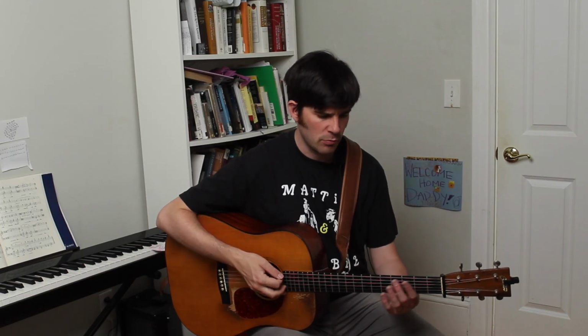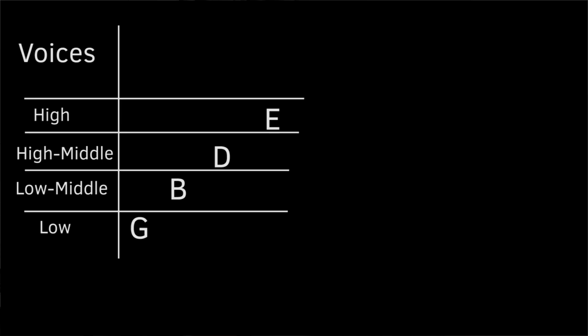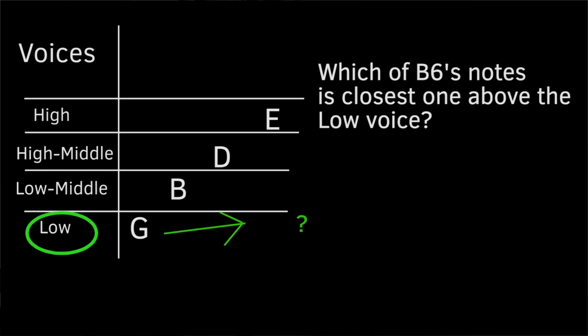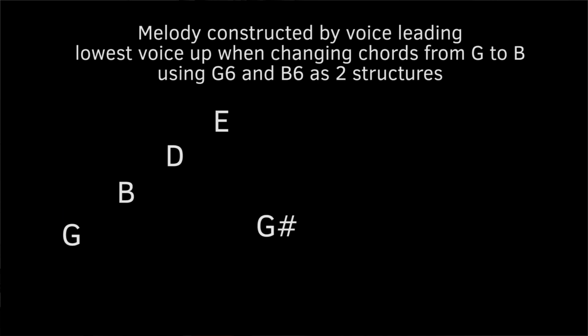What does that mean? We're going to pick one of the voices and we're going to move it as little as possible, either up, down, or not at all, so that it arrives at the closest note in the next structure, a B6. Here's what I mean. We play the first structure, G6, G, B, D, E. Then you're going to go and voice lead the lowest note, the G. For starters, up. What's the closest note up from this G that's in the next chord, B6? It's a G sharp. So we're going to play that. G, B, D, E, G sharp.